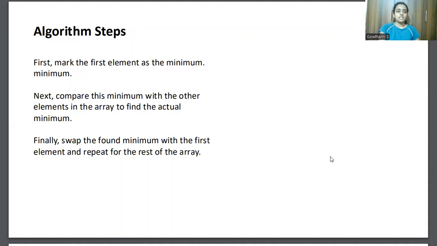Algorithm steps. First, mark the first element as the minimum. Next, compare this minimum with other elements in the array to find the actual minimum. Finally, swap the found minimum with the first element and repeat for the rest of the array.